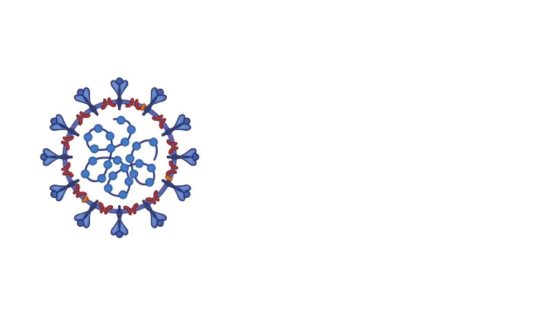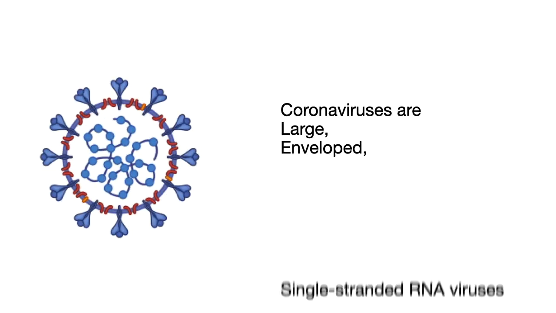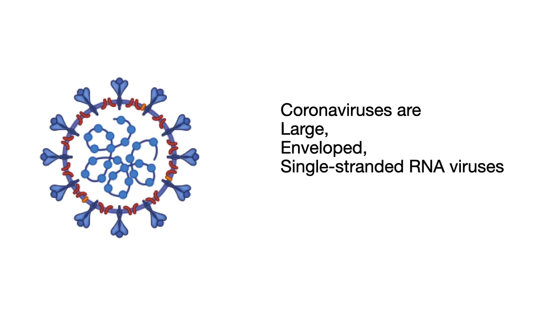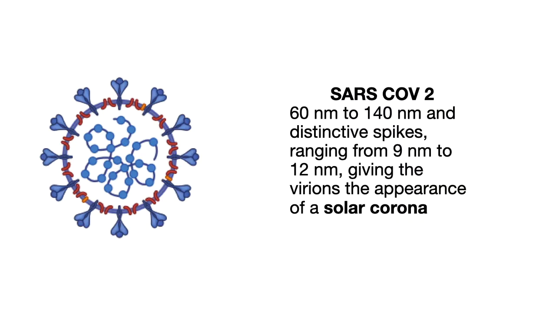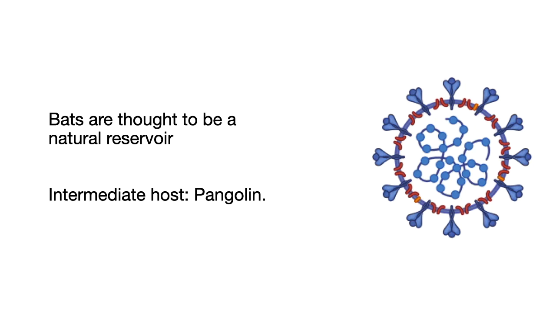The coronaviruses are large, enveloped, single-stranded RNA viruses and they cause infection mainly in animals. SARS-CoV-2 has a diameter of 60 nanometers to 140 nanometers and it has distinctive spikes which range from 9 to 12 nanometers, giving the virions the appearance of a solar corona. Bats are thought to be the reservoirs, while the intermediate host is thought to be the pangolin.